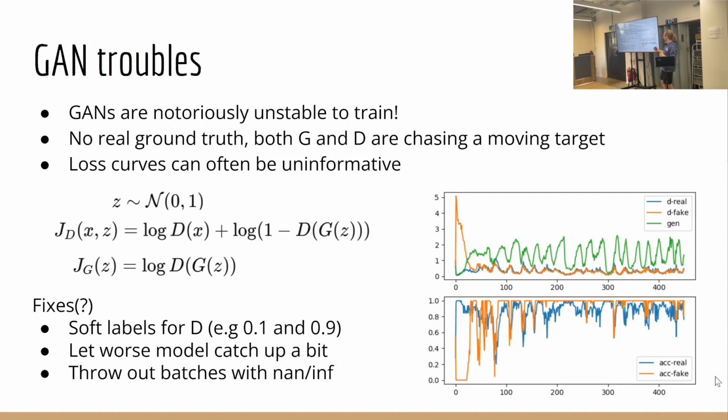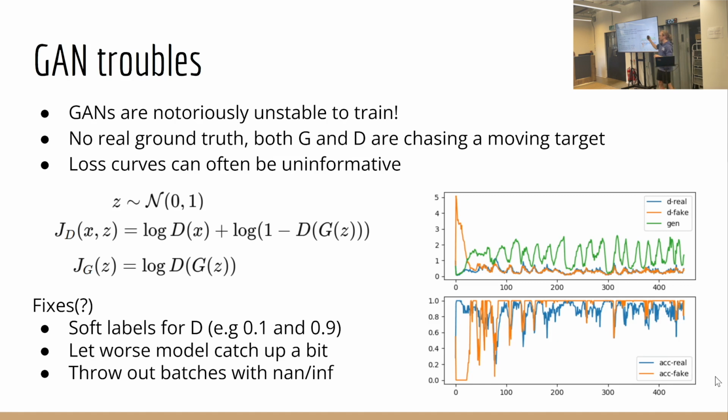The discriminator can quickly outpace the generator and get perfect at classifying, which means this term here, the probability the discriminator assigns to fake images, goes to 0, and log of 0 goes to minus infinity, and then gradients blow up and training blows up, you get NaNs or minus infs and the whole training run falls over. This happens all the time.